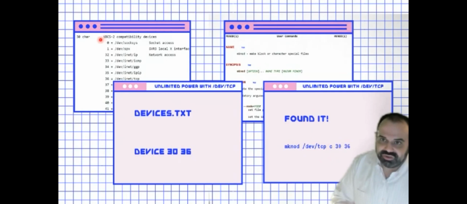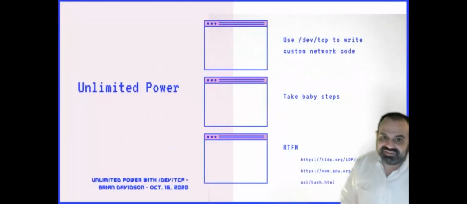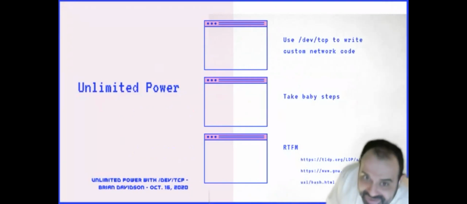Major 30, so it goes here in the devices.txt, and 36, which is /dev/tcp. So if you look in Linus Torvalds' GitHub, you'll see this. You go to the documentation, there's something that explains how this mknod works, and there's a man page on that. So, now we're getting to unlimited power.